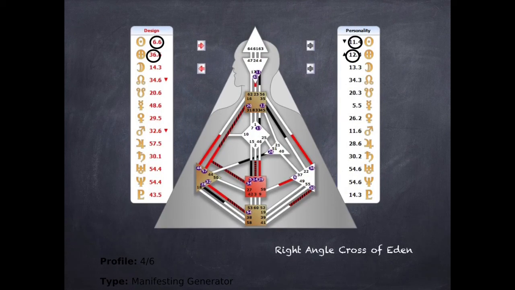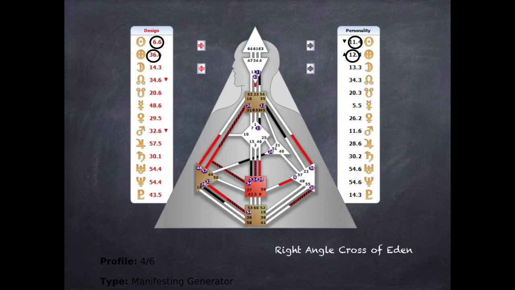Now we'll look at the Incarnation cross, which is the right angle cross of Eden. And this is considered the life purpose of somebody who likes to defend the innocent. So if we look at the conscious sun, it's in the 11, and the conscious earth is in the 12, and the unconscious sun is in the 6, and also the unconscious earth is in the 36.